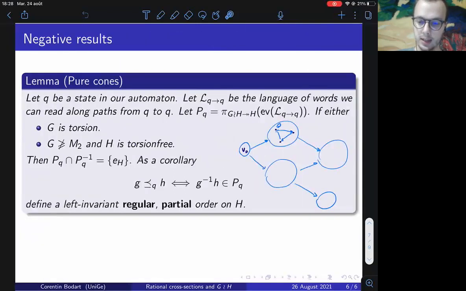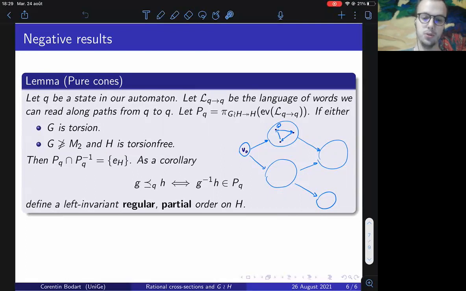And then the last slide, which is what I'm most happy about in this work, is some negative results. Here we suppose we have a rational cross-section. We suppose we have an automaton. We try to derive some condition and then find a contradiction. So here I start with either of those two conditions: either G is torsion, or G doesn't contain any free subgroup, and H is torsion free.